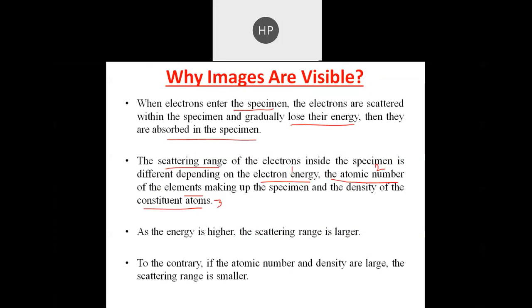As the energy is higher, the scattering range is larger. The entering electron having a higher energy will have a large scattering range. To the contrary, if the atomic number and density are large, the scattering range is smaller. Why? If the atomic number and the density are larger, it has a low scattering range.